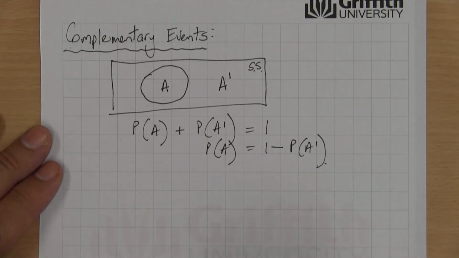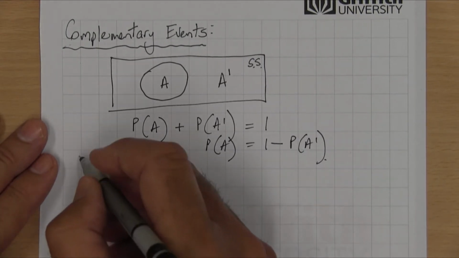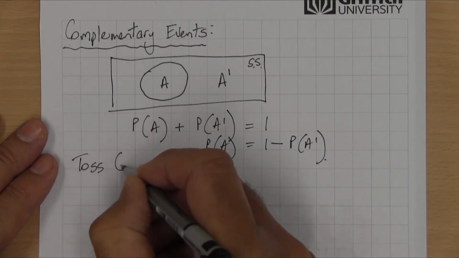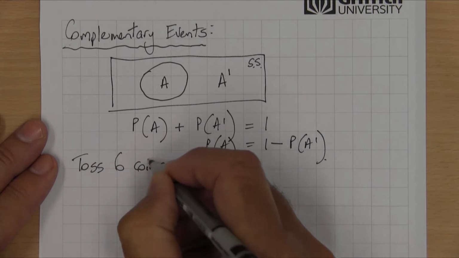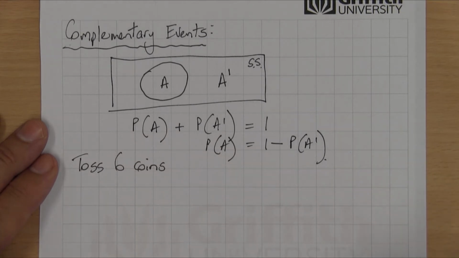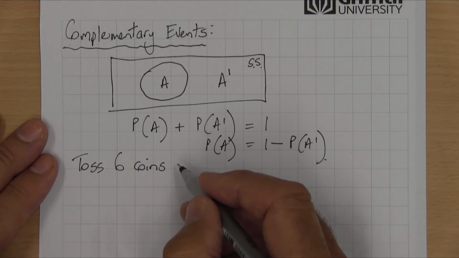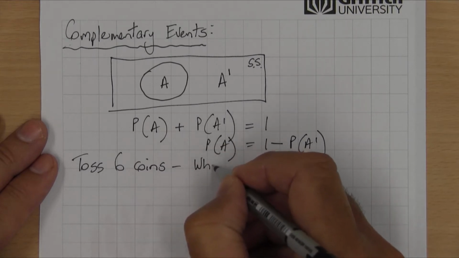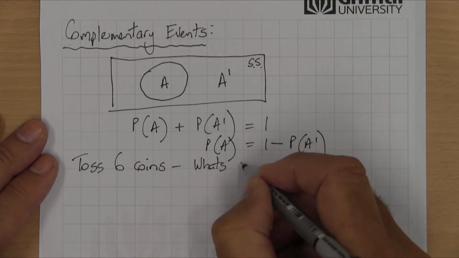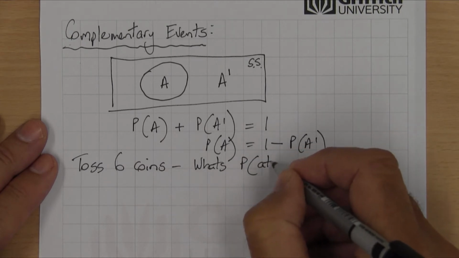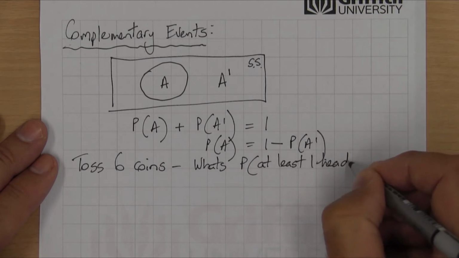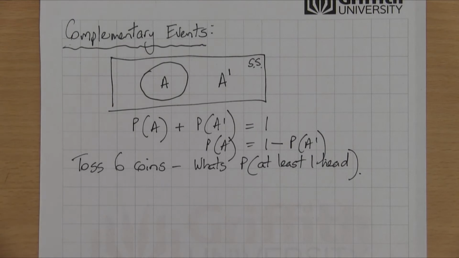So let's look at an example. Say you toss 6 coins, which is exactly the same as tossing 1 coin 6 times. What's the probability of at least 1 head? What's the probability of getting at least 1 head?